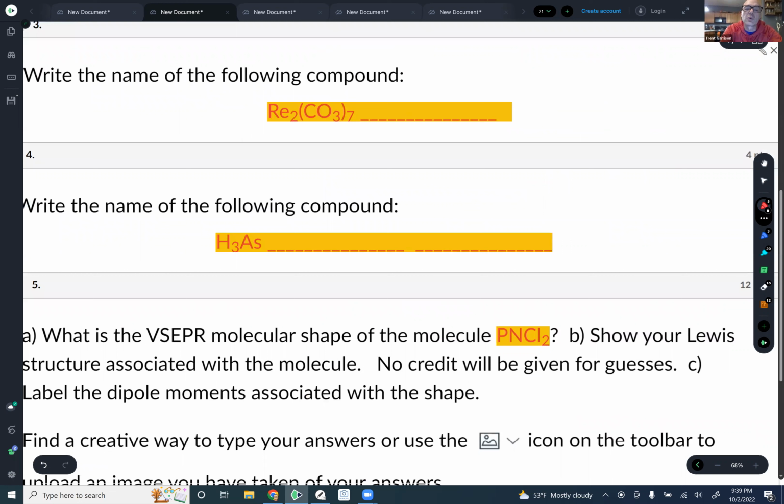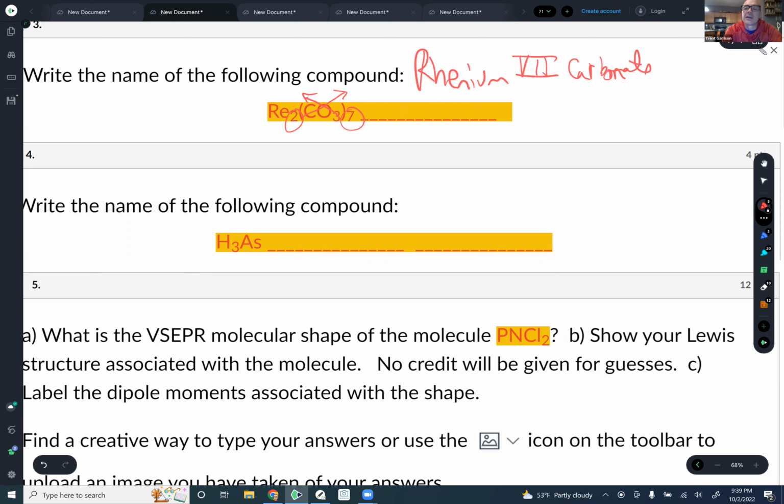Rhenium is also a Roman numeral, but in this case, what we're going to do is cross backwards to find out the charges of these two. So I have rhenium, and the Roman numeral would be 7 because the charge is moving backwards, and carbonate is the name of the polyatomic ion that you don't have to memorize.